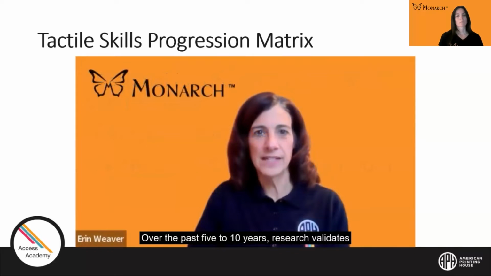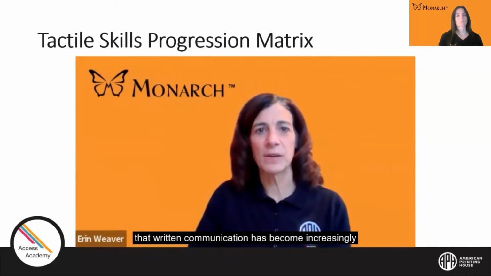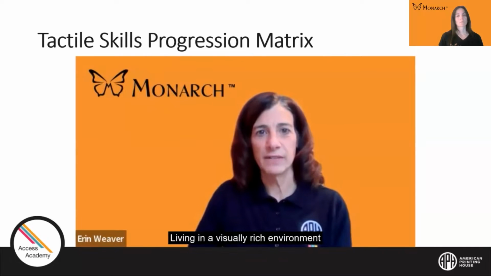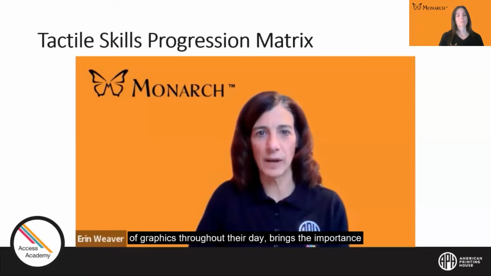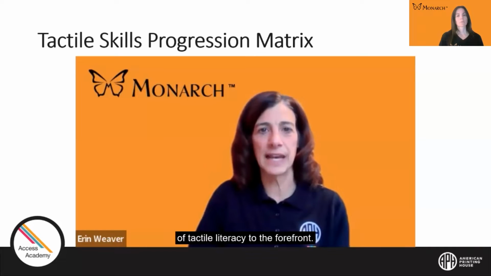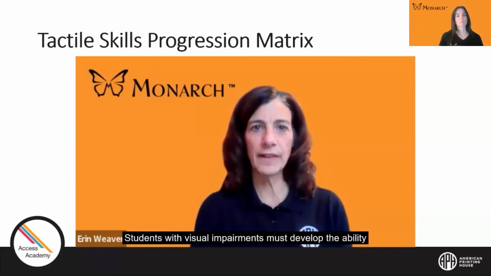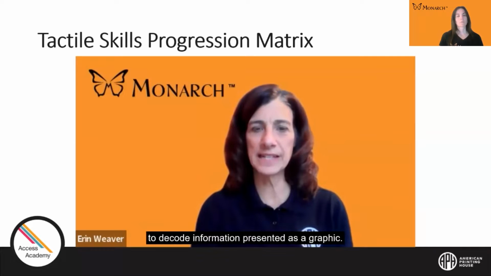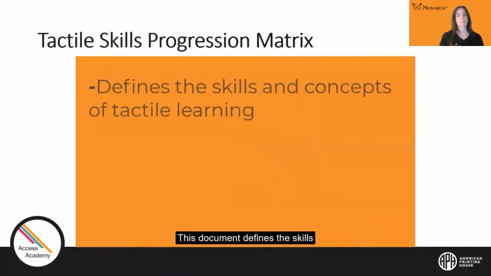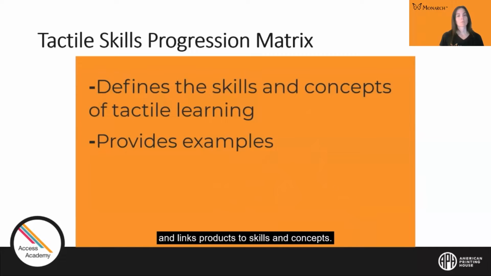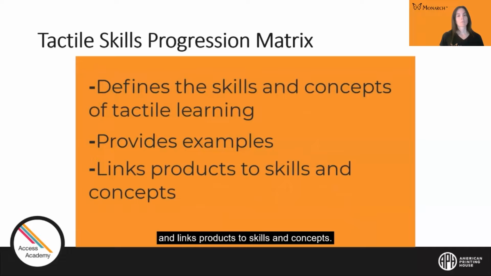Over the past 5 to 10 years, research validates that written communication has become increasingly image dependent. Living in a visually rich environment where students are experiencing a barrage of graphics throughout their day brings the importance of tactile literacy to the forefront. Students with visual impairments must develop the ability to decode information presented as a graphic. It is an essential component of literacy. This document defines the skills and concepts of tactile learning, provides examples, and links products to skills and concepts.